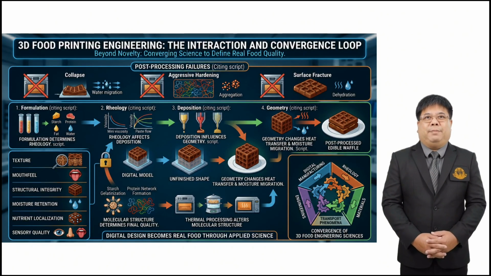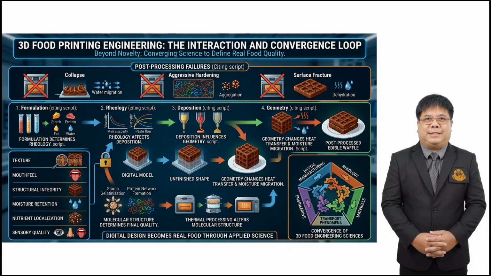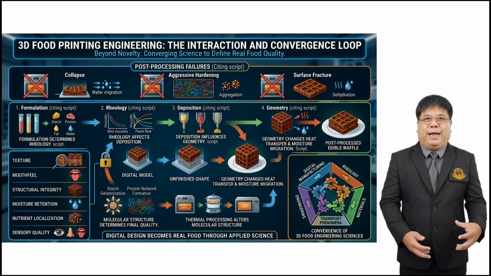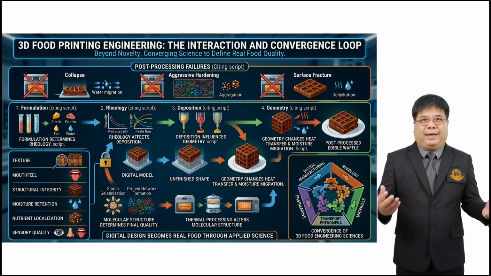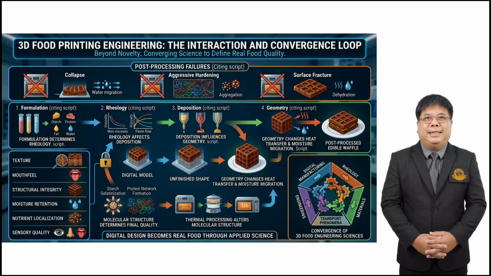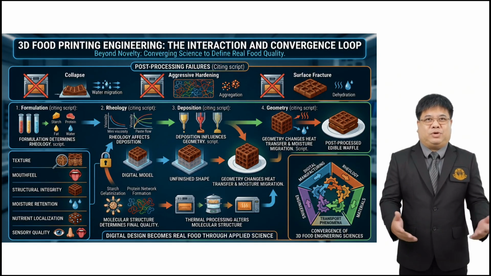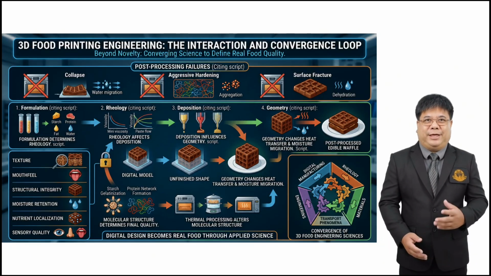A printed structure that appears stable before baking may collapse during heating if water migration becomes excessive. A protein-rich ink may harden too aggressively if thermal denaturation creates an overly dense network. Surface dehydration may improve crispness but create fracture. Thermal history becomes part of the engineering process. In this sense, printing does not end when deposition stops. It continues through structural fixation at the molecular level, and this leads to perhaps the most important engineering insight of all.